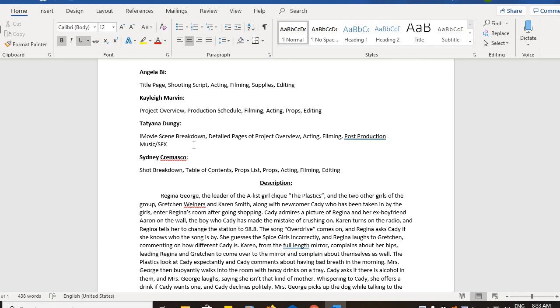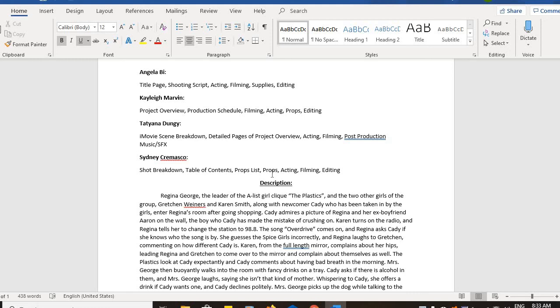Tatiana did the iMovie breakdown. Don't worry about that. Not something you have to do in grade 10. She did the details for the project overview. She acted, also helped to film, and she went and found the music and the sound effects online for the post-production editing portion. And then Sydney did the shot breakdown, the table of contents, worked on the prop list, also helped to find some of the props.